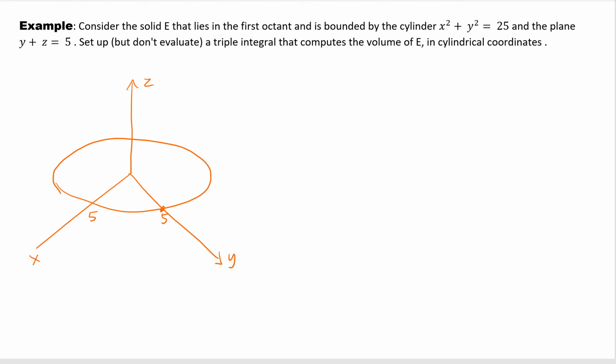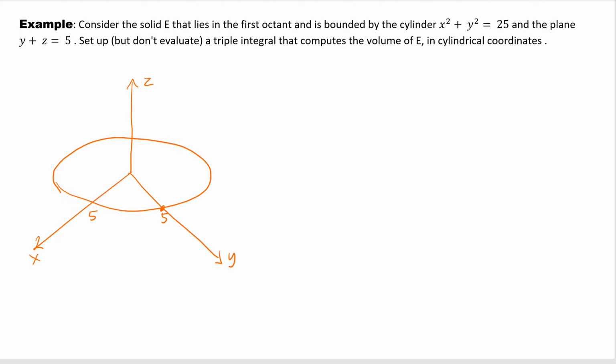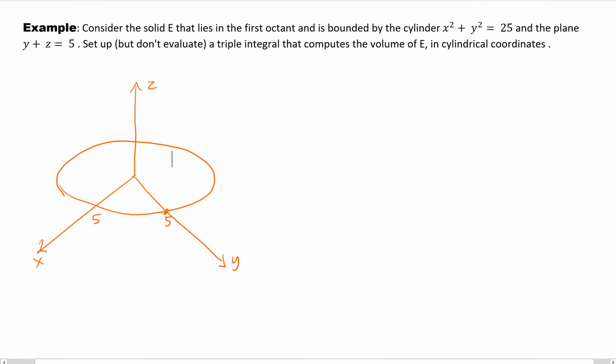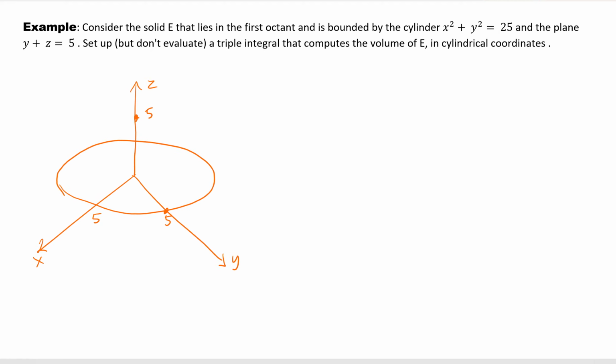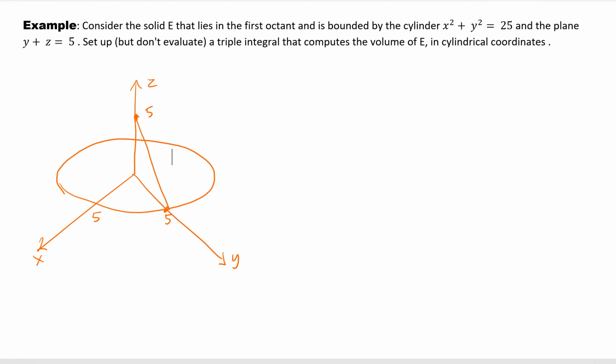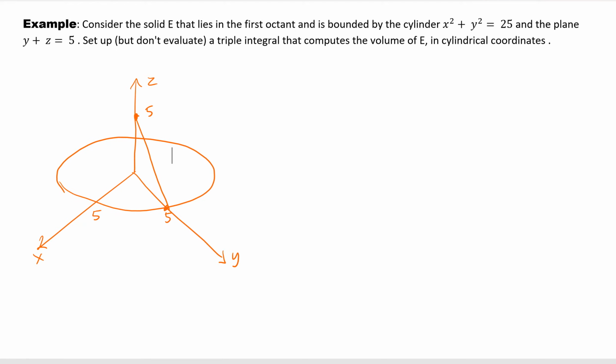Okay. And then what's next? And it also passes through the z-axis. Let's plug in when y and x are 0, we get z equals 5. So it passes through those 2 points. Then we can connect them together. And this is a plane, right?